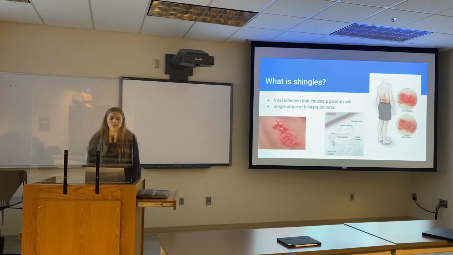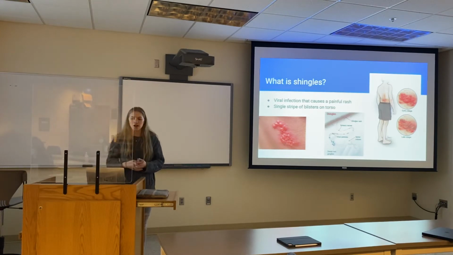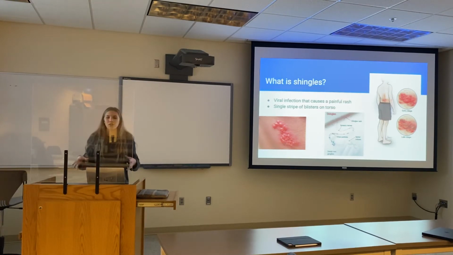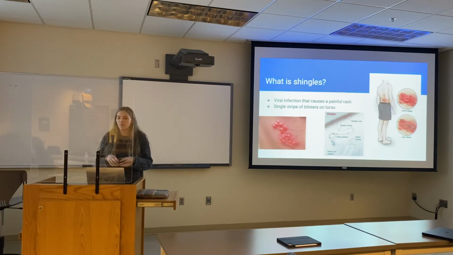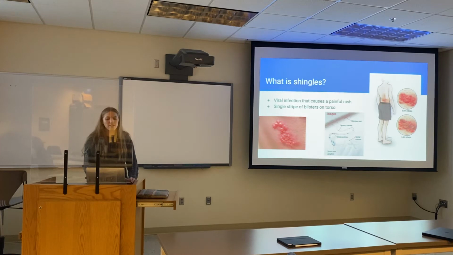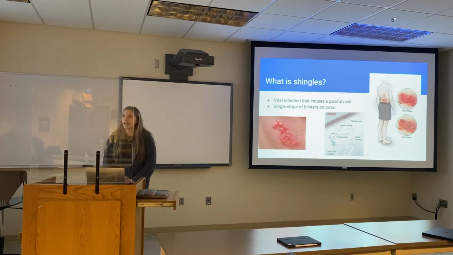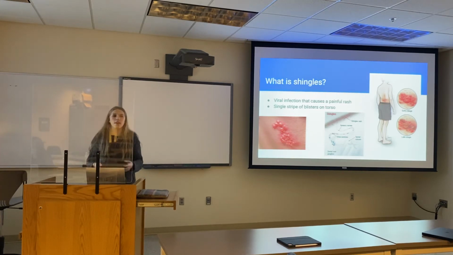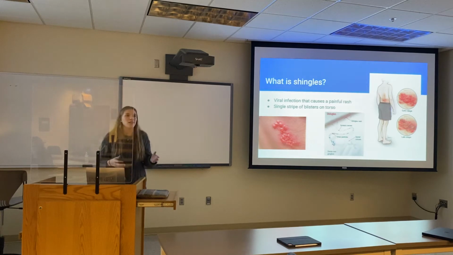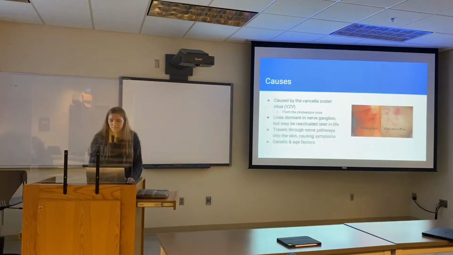So what is shingles? It's a viral infection that causes a rash on your body, and it can occur anywhere, but it typically occurs in a stripe of blisters or lesions, usually around the side of the torso, and it's very localized. It comes from the varicella zoster virus, and you can get chickenpox when you're younger, and then the virus lives dormant in you until it appears again as shingles.